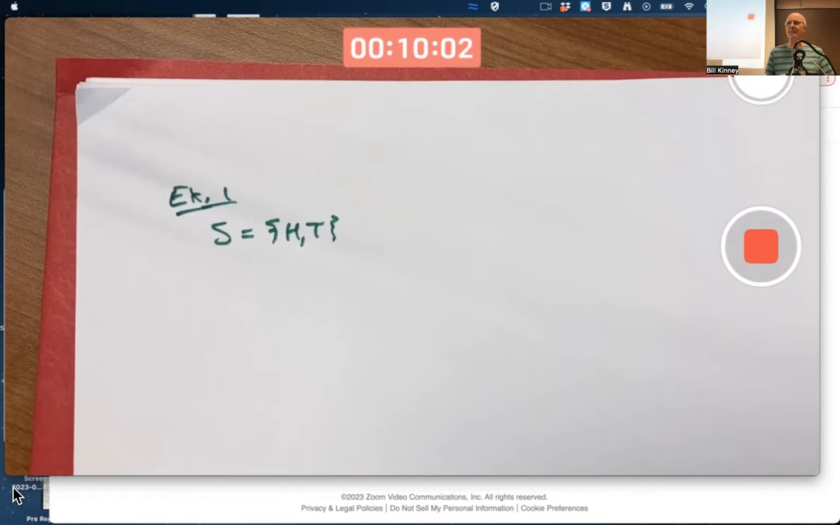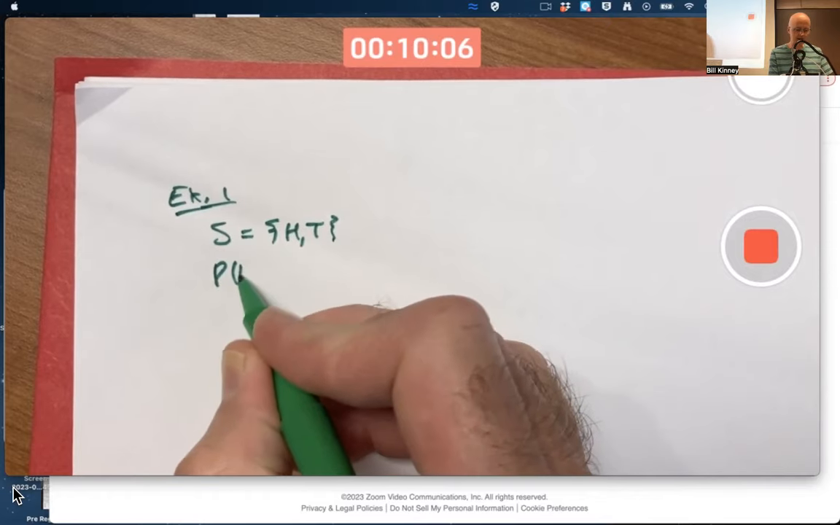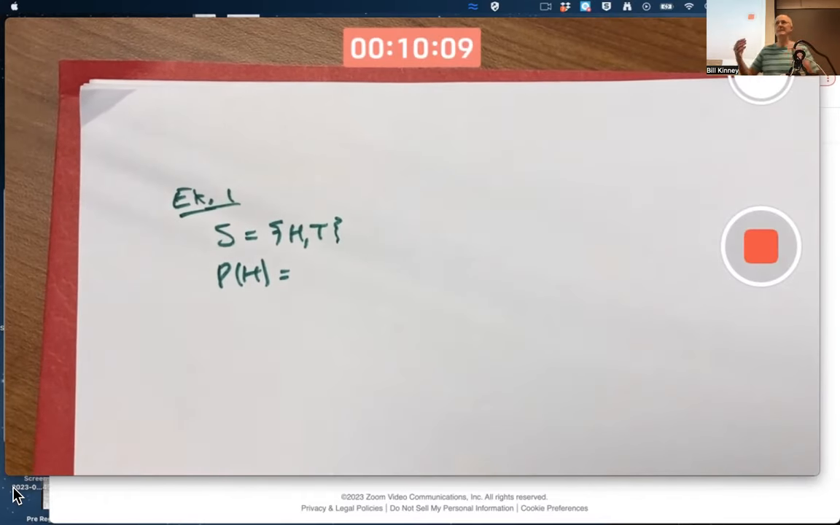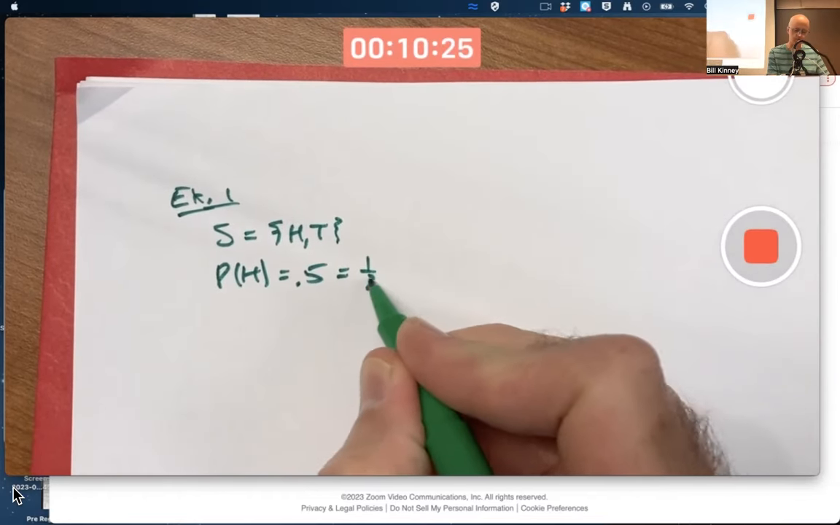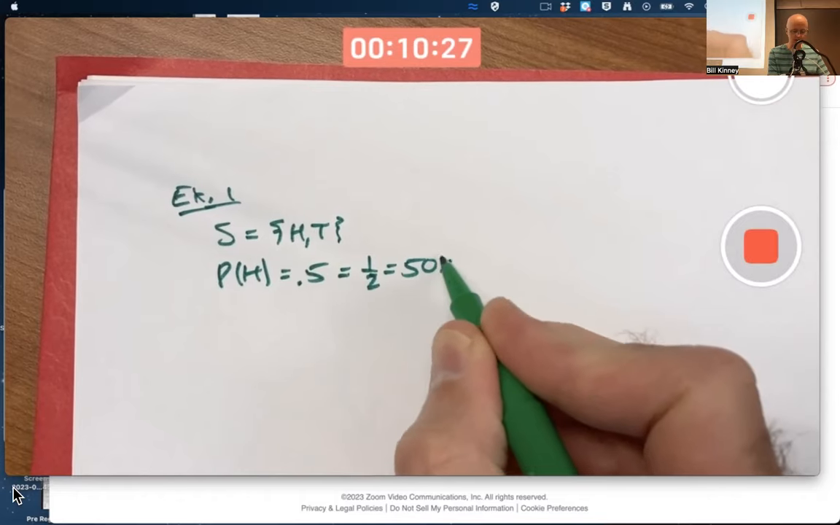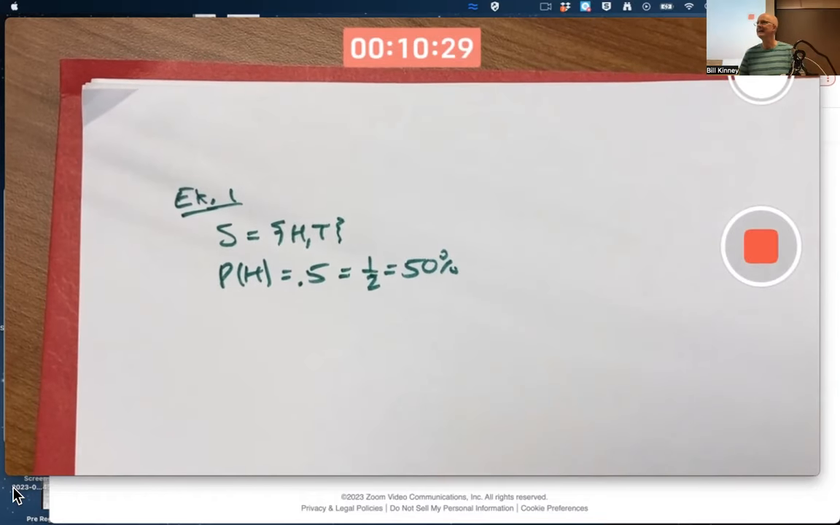We also need to assign probabilities to those outcomes. The probability of heads really can be anything that you want between 0 and 1. Of course, if you say the coin is fair, if you say that word fair, you are implying that the probability of heads is 0.5. Or 1/2 if you prefer. Or 50%. Again, any of those is okay to write.